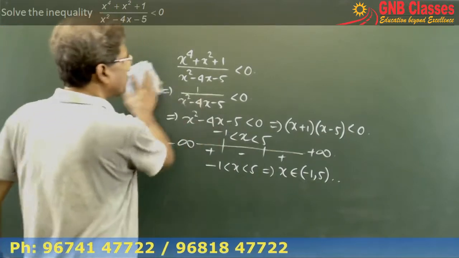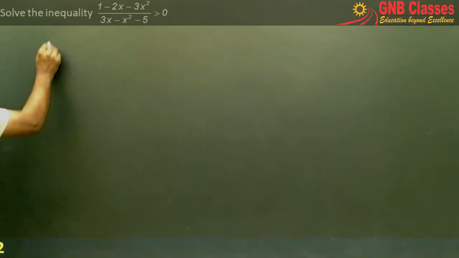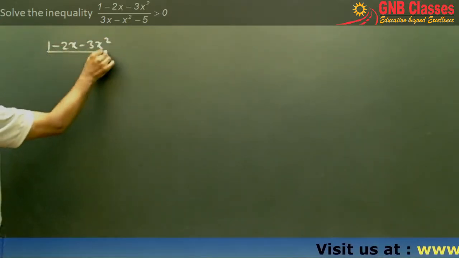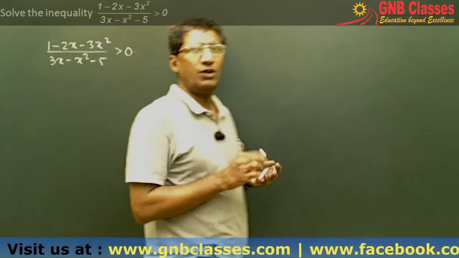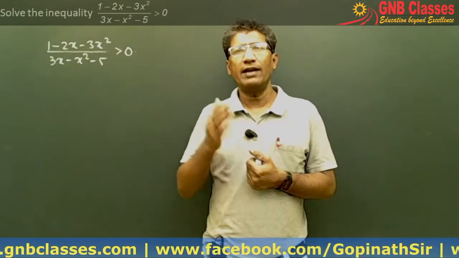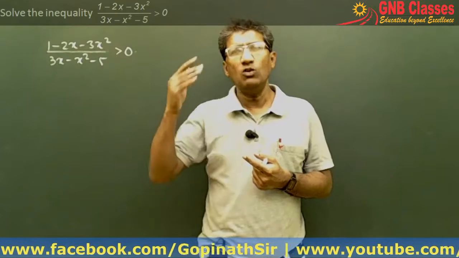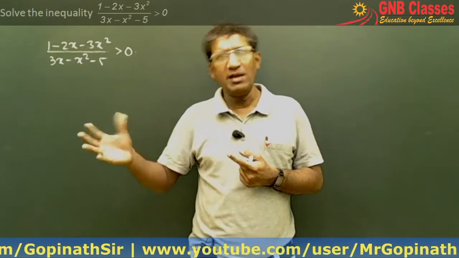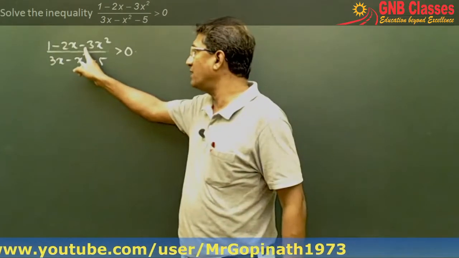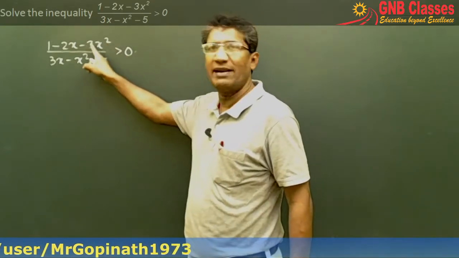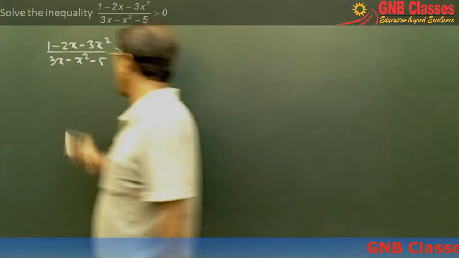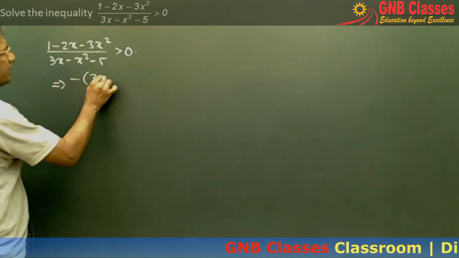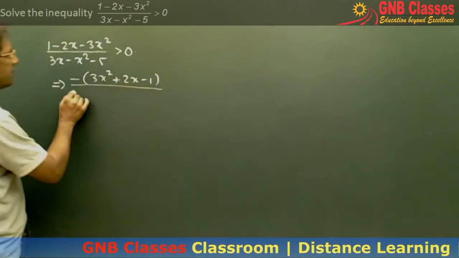Now let us move to another problem. In this problem, they have given you (1 minus 2x minus 3x square) by (3x minus x square minus 5) is greater than 0. Now, as I told you while I taught you this number line system, if you want to apply the number line method, then you have to make the highest degree polynomial coefficient positive. Is it clear? It's a quadratic expression. The highest degree is x squared and the coefficient is -3. So for that, I am taking a minus common from the numerator as well as from the denominator.